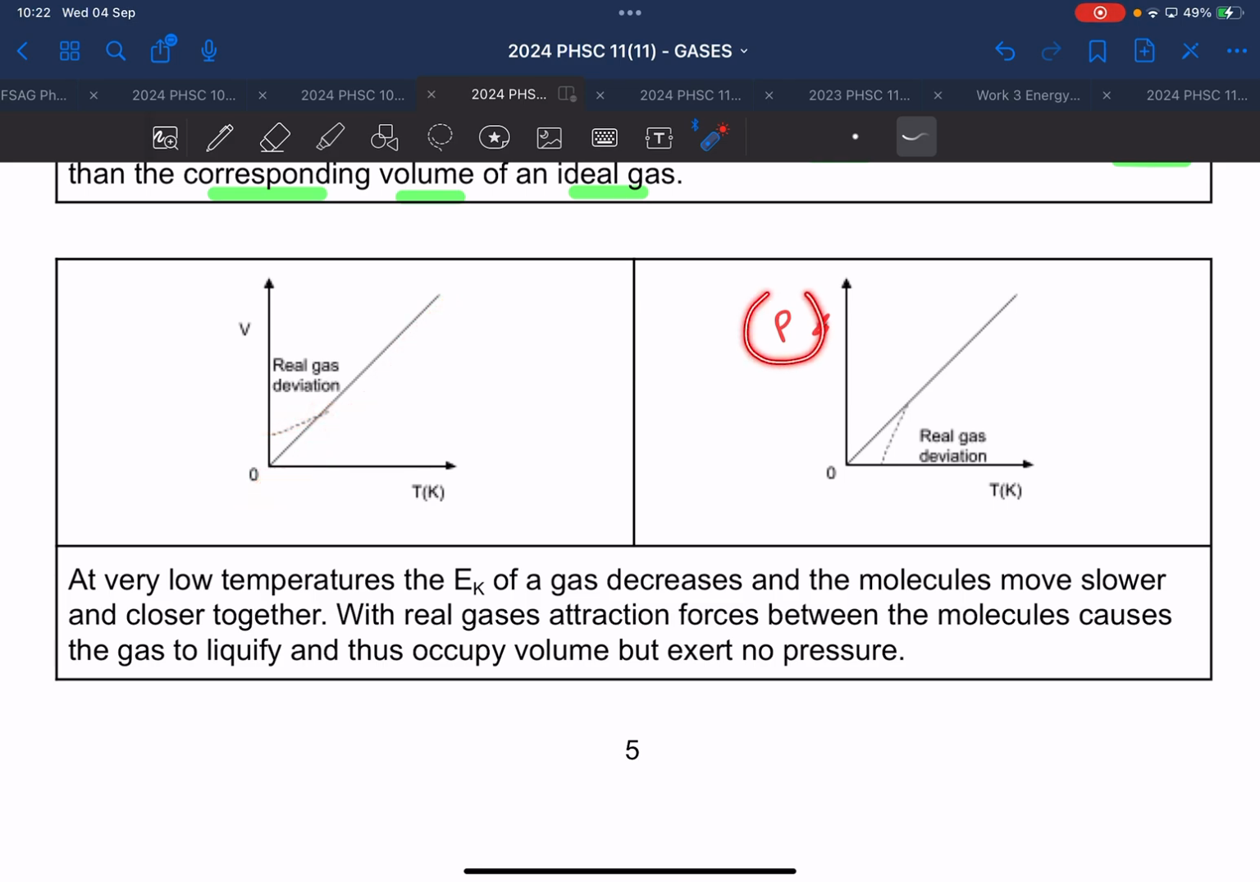Okay? Here, if we look at pressure, again, if you make it colder, somewhere it will form a liquid, and a liquid exerts no pressure, zero pressure. Because what is pressure? It's the collisions of gas particles against the side of the container. So it says there, at very low temperatures, the kinetic energy of the gas decreases and the molecules move slower and closer together. With real gases, the attraction forces, the intermolecular forces between the molecules, cause the gas to liquefy, to become a liquid, and thus occupy volume but exert no pressure.